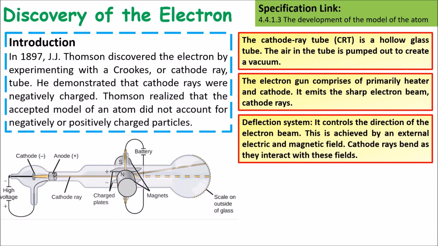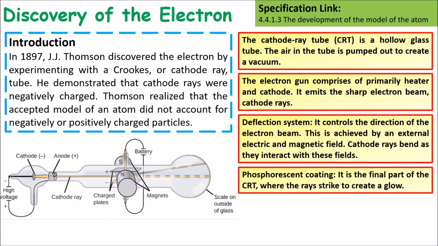There's some sort of deflection system. This controls the direction of the electron beam. This is achieved by an external electric or magnetic field. So cathode rays bend as they interact with these fields. At the other end, there's a phosphorescent coating. This is the final part, where the rays hit, and as the rays hit it, it causes it to glow.